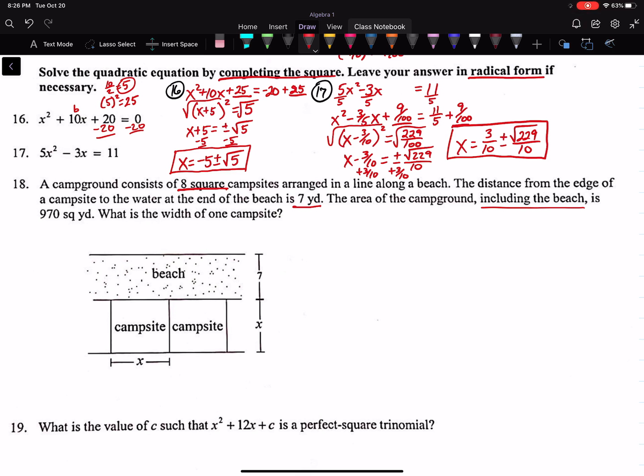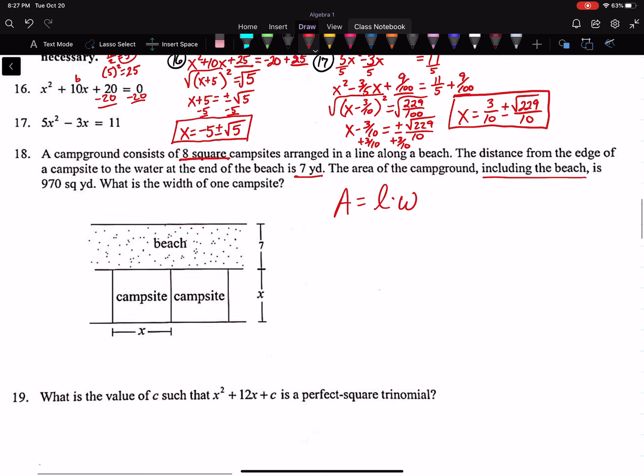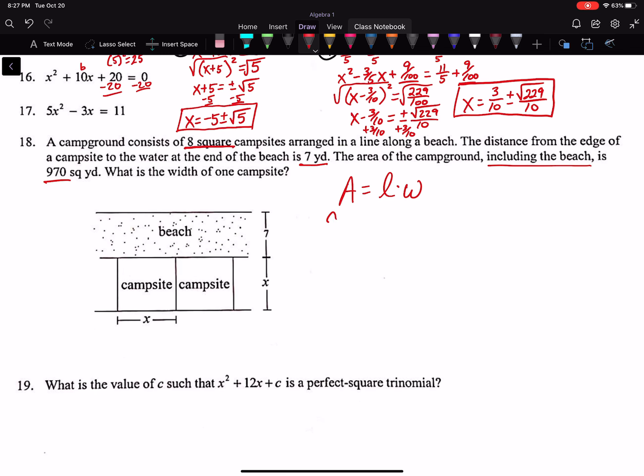So basically, we have to figure out the area, and we're going to do length times width, okay? Area is length times width, and it gave us the area, 970, equals the length and width of the whole thing. The length here is x and 7 together, so that's x plus 7. But the width is x, and we have 8 of them. Don't forget that. We have 8 squares, so the width is actually 8x because there's 8 of them.